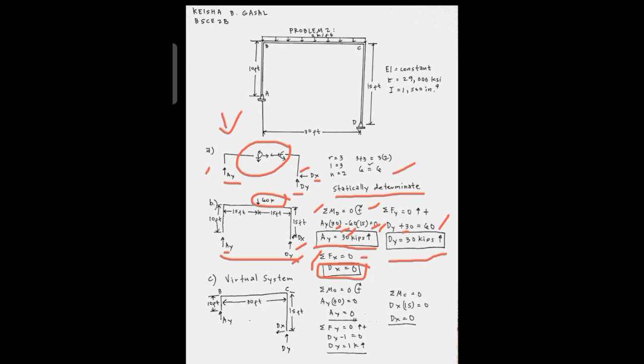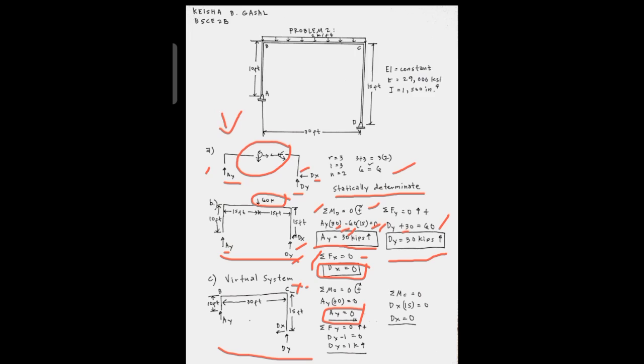Lastly, we will use the virtual work method to determine the vertical deflection at joint C. So by the virtual system, we can get our support reactions. So here is our free body diagram of our virtual system. So summation of moment at D is equal to 0, clockwise positive. So AY times 30, which is our length, is equal to 0. So calculating, our AY here is 0.